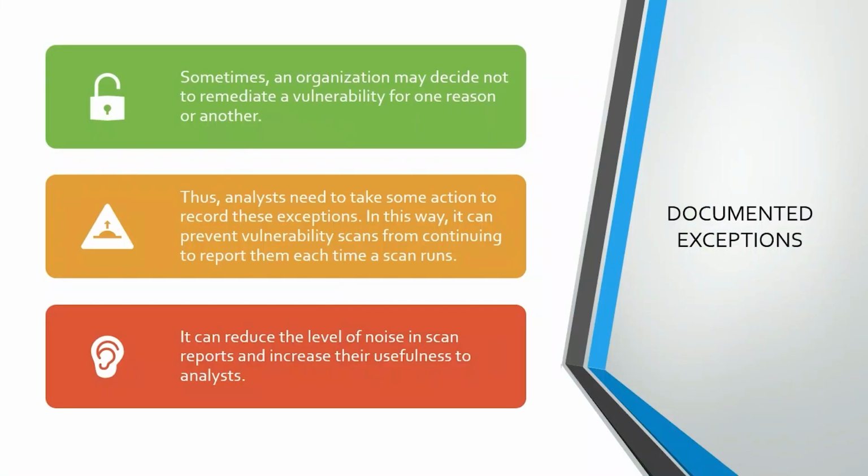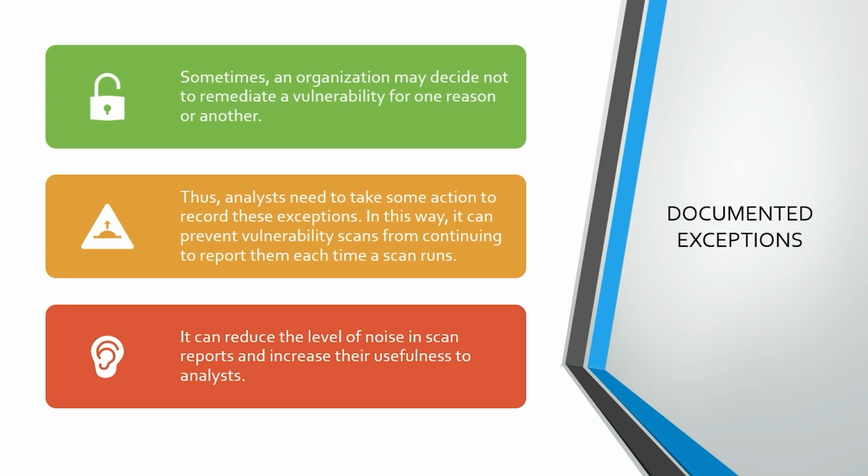So documented exceptions. We've talked about this in some previous classroom sessions, okay? Sometimes an organization may decide not to remediate a vulnerability for one reason or another. So we need to know about that, right? If my company is making a business strategic decision not to remediate a vulnerability, I need to know about that. I need to know that's the decision made. What do I need to do? What do you think I need to do?